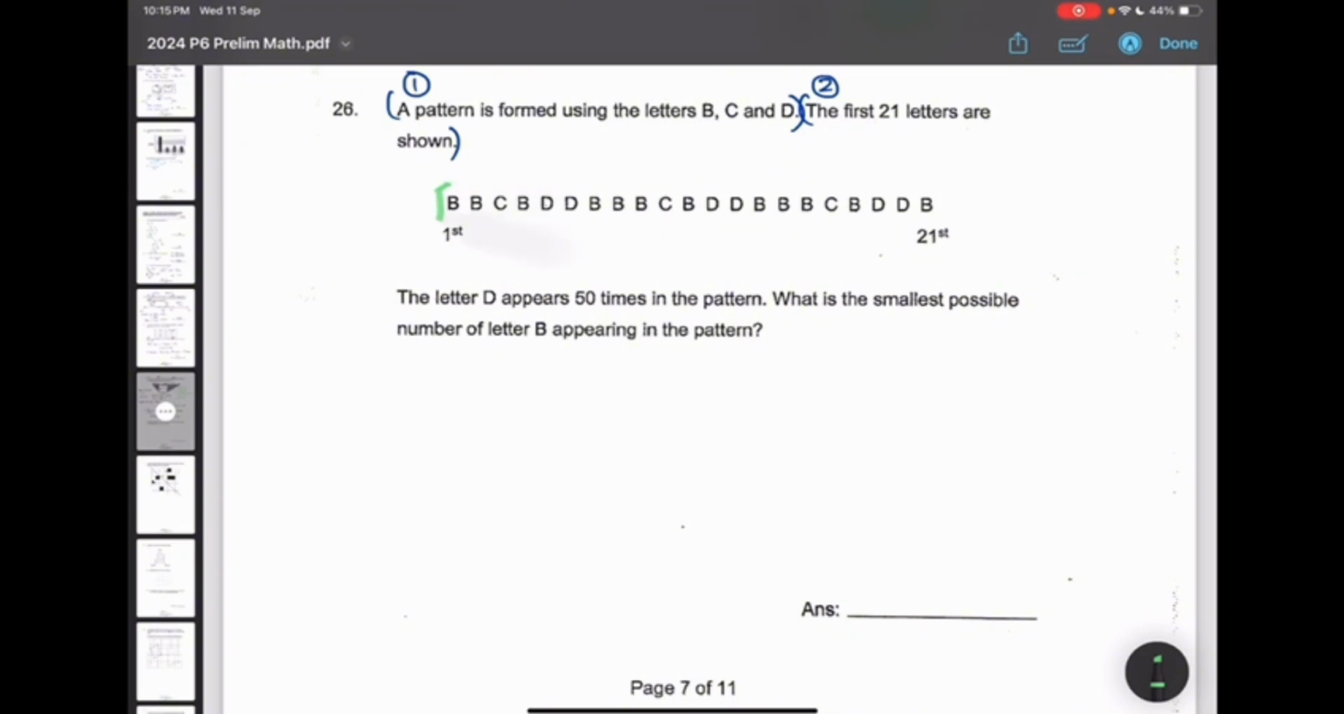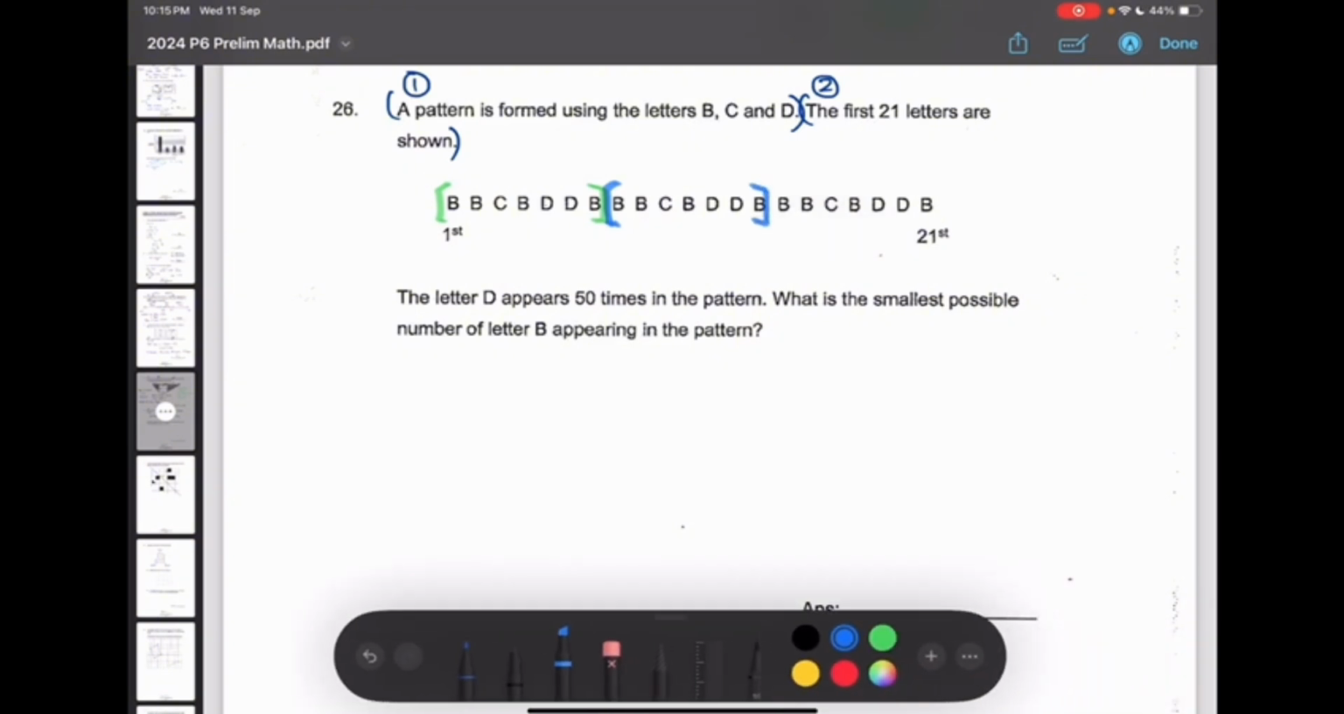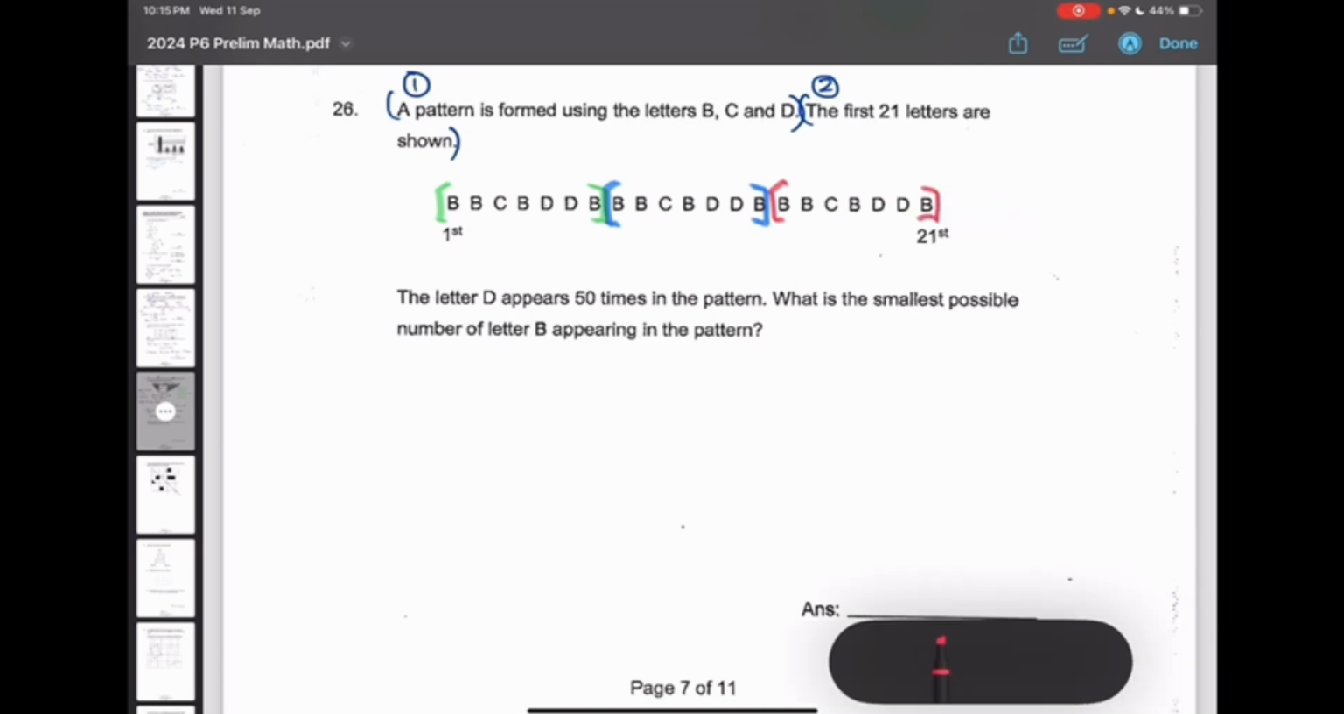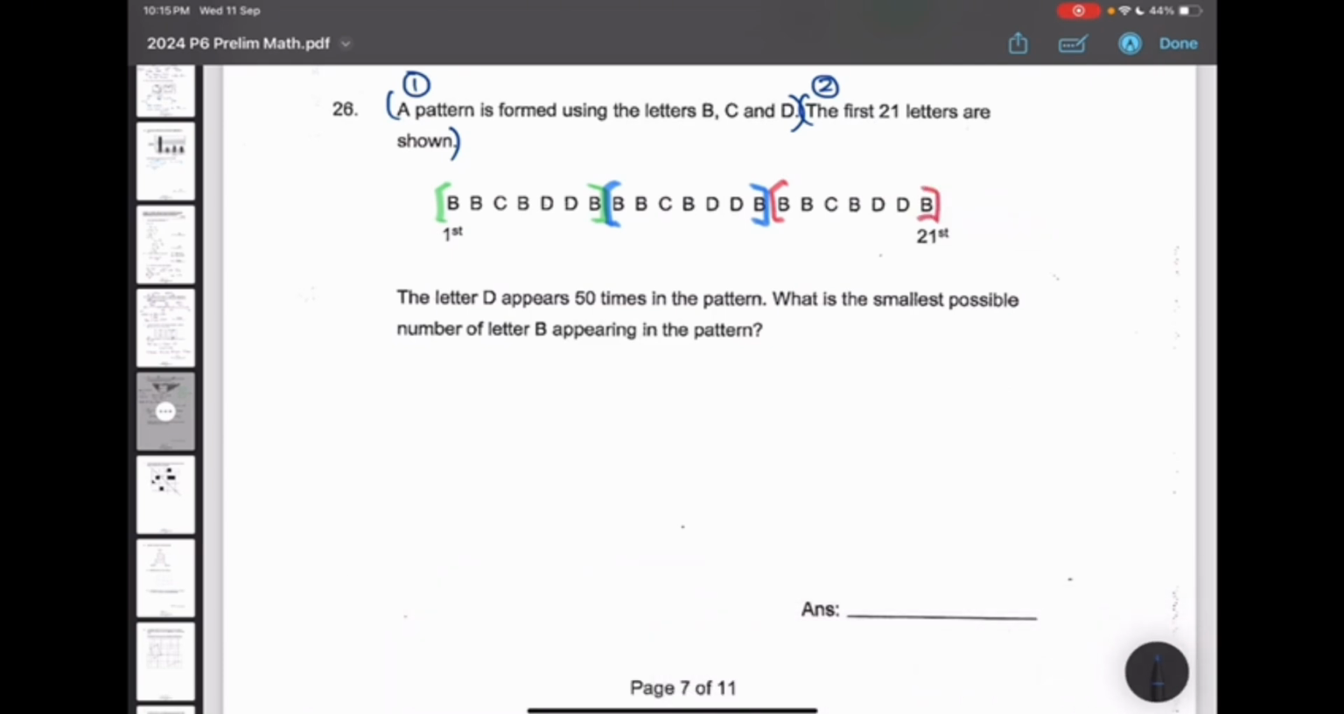Alright, if you notice, B, B, C, B, D, D, B is 1. And you notice that it repeats, B, B, C, B, D, D, B. That's 2. And lastly, B, B, C, B, D, D, B. That is 3. Okay, so we realize that this is a repeating pattern. Alright, it always goes in this order and then it repeats. Now, looking at the third sentence, the letter D appears 50 times in the pattern. What I want to take note of is that for every small pattern, there are 2 Ds, if you notice.